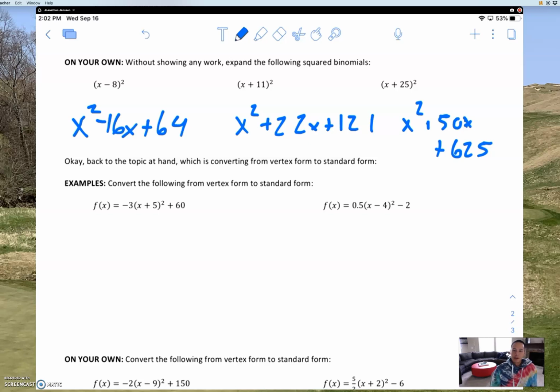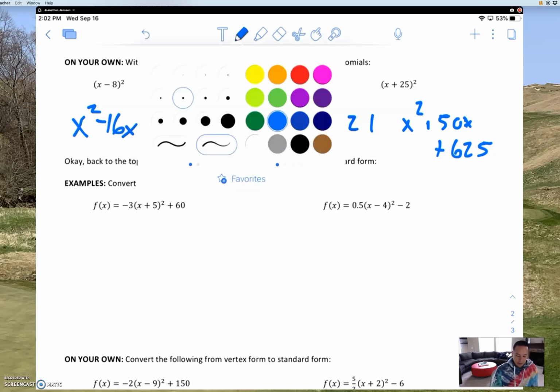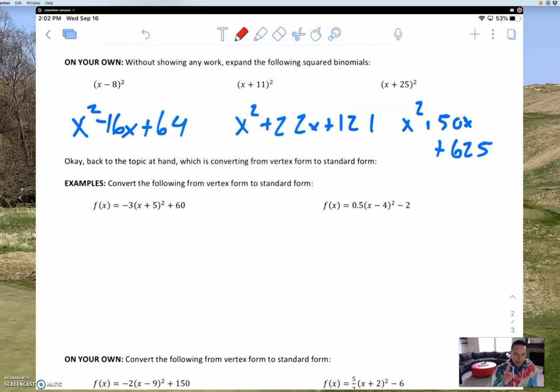Okay, so now that we've clarified how to square binomials, I just want to reiterate one more time what you're not going to do ever again. When you see a binomial like this, you are not going to put x squared plus 121. No. We know that there are 3 terms in there.